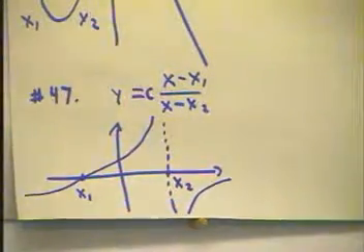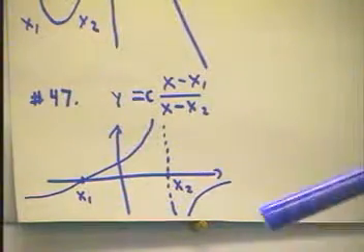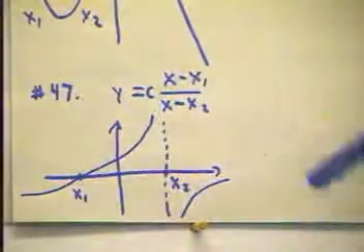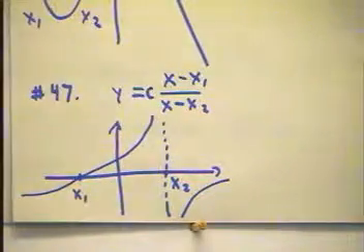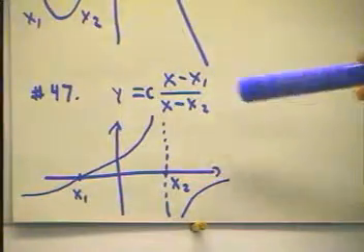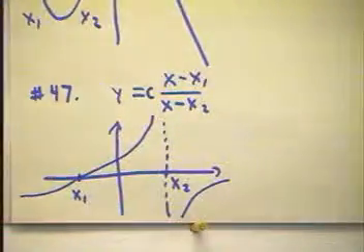Number 47 is related to vertical asymptotes and rational functions. If we have y equals some constant times x minus x1 over x minus x2, it should be clear that when x equals x1, we're going to get 0. So we have a 0 at x1.